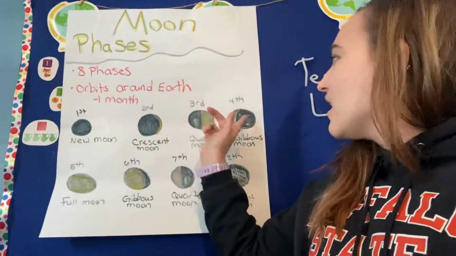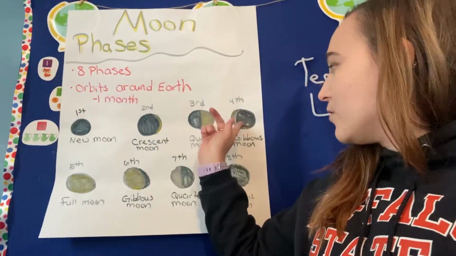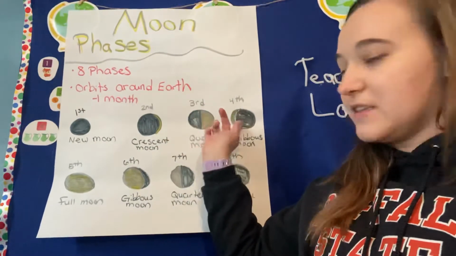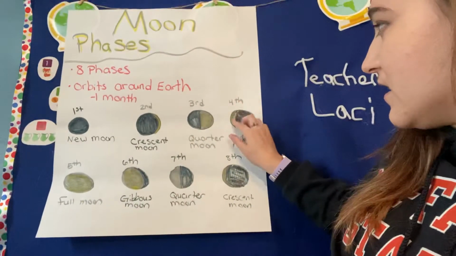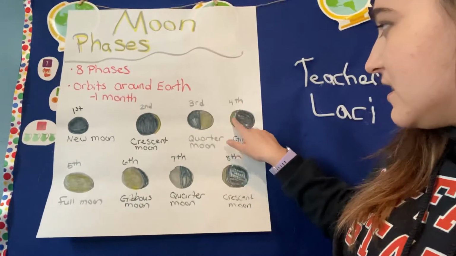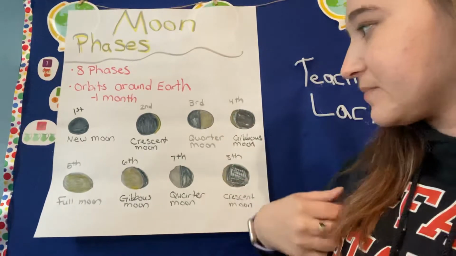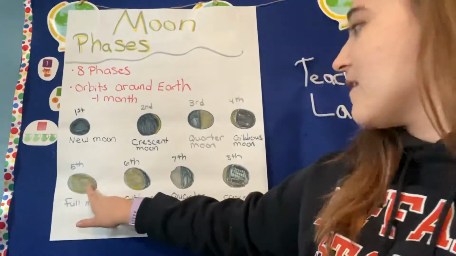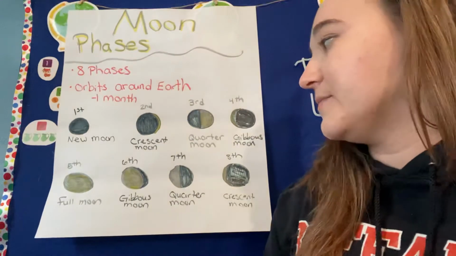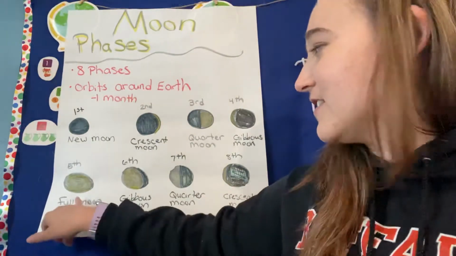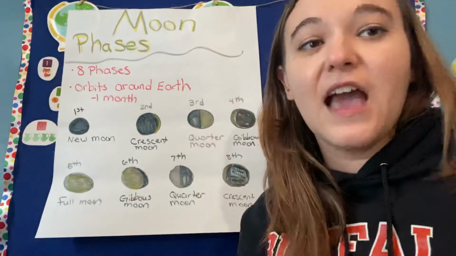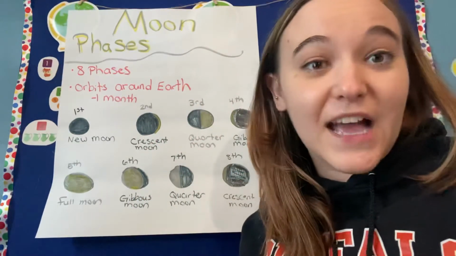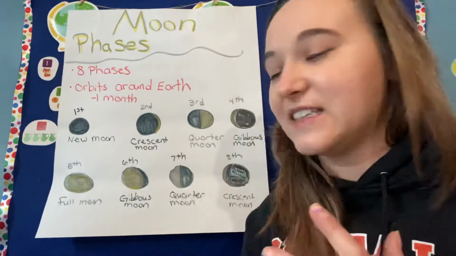And then our fourth phase is called the gibbous moon. That is when most of the moon is covered again and you still see a little sliver on the side. And then our fifth phase is the full moon. That's when you can see the whole entire moon. It's big and bright and the sky's nice and lit up.